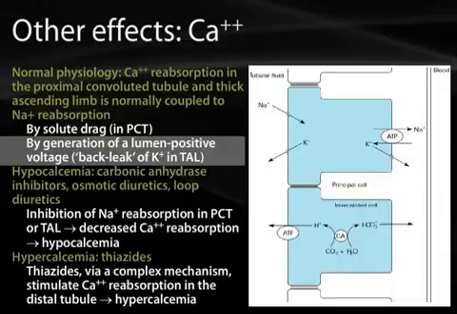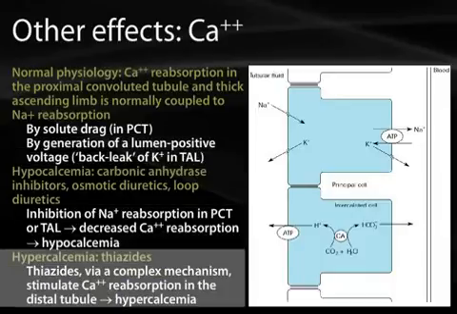Therefore, both proximal tubular diuretics as well as diuretics that act in the thick ascending limb increase urinary calcium loss. In contrast, thiazide-type diuretics that act in the distal convoluted tubule on the sodium chloride cotransporter increase calcium reabsorption. How this exactly occurs is not entirely well understood, but the ultimate result is that thiazide diuretics are the only type of diuretics that can lead to hypercalcemia.